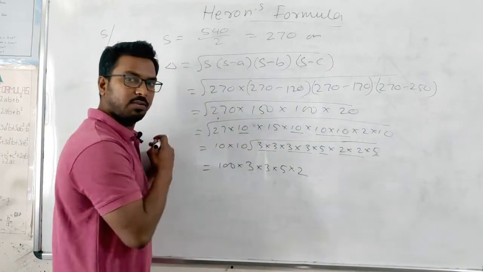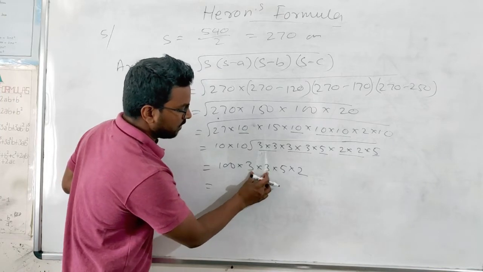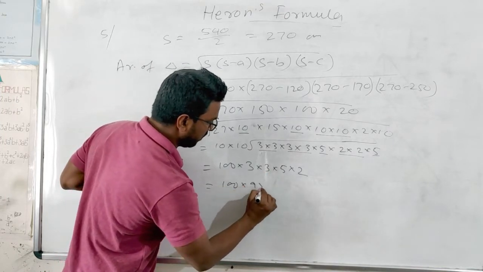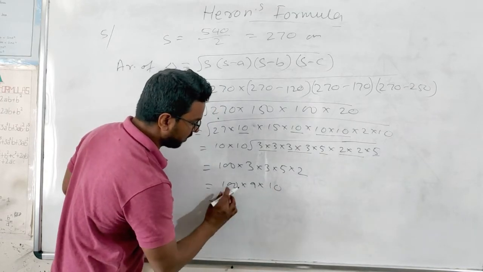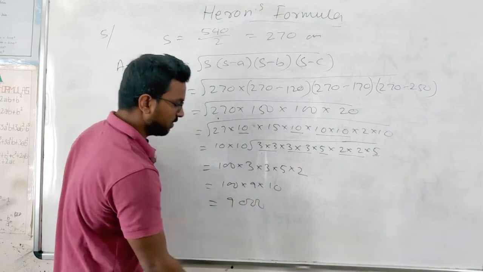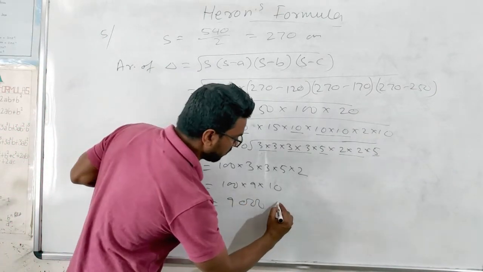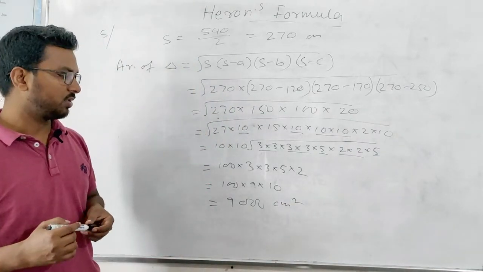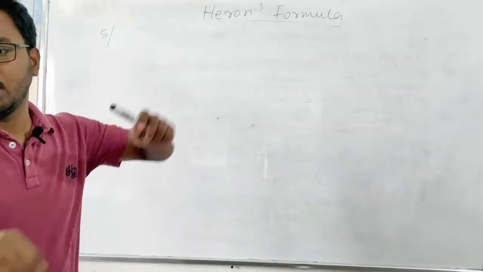Good. So if we multiply, what will it be? 3 threes are 9. 100 into 9 into 10. How many zeros behind 9? 3 zeros. 9000. Right? Square centimeter. 9000 square centimeter. Easy, right?